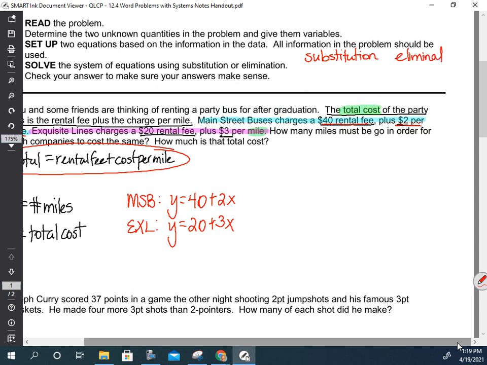So which one you should use depends on how the problem is set up. So substitution you should use when you have x equals something or y equals something, because you already have a problem set up. Elimination is when you have your variables on both variables on one side.